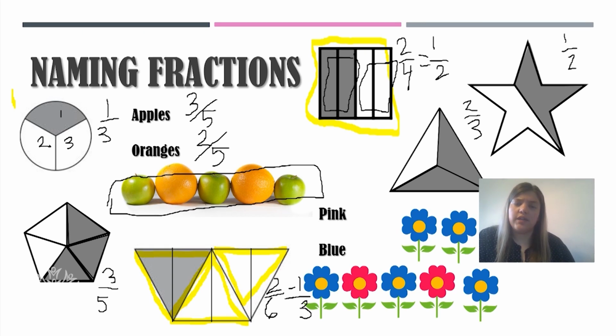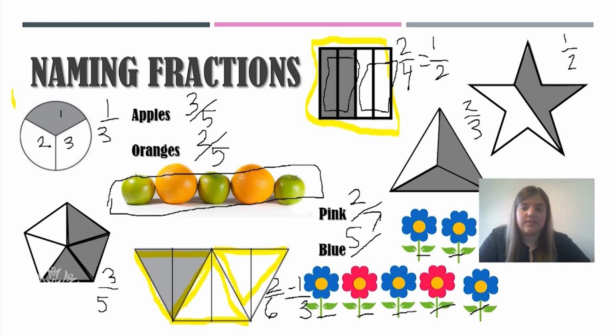Now, can I look at this set of flowers here and decide what is equal about those flowers? They're all the same size, they're all the same shape. But I have how many flowers altogether? 1, 2, 3, 4, 5, 6, 7 flowers altogether. How many of those flowers are pink? There's 2/7 that are pink. What about blue? How many flowers are blue? Perfect. 7 minus 2 is 5. So I have 5/7 of those flowers that are blue.